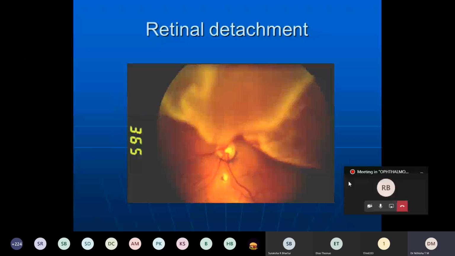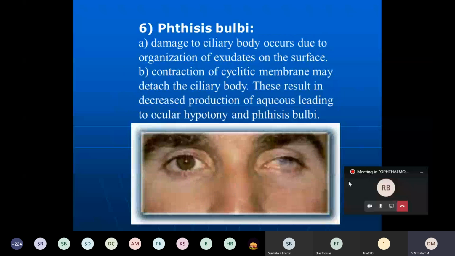Sixth is phthisis bulbi. Why is there phthisis bulbi? It is due to damage to the ciliary body due to organization of the exudates on the surface. Contraction of the cyclitic membrane detaches the ciliary body. This results in a decrease in the production of aqueous, leading to ocular hypotony and phthisis bulbi.